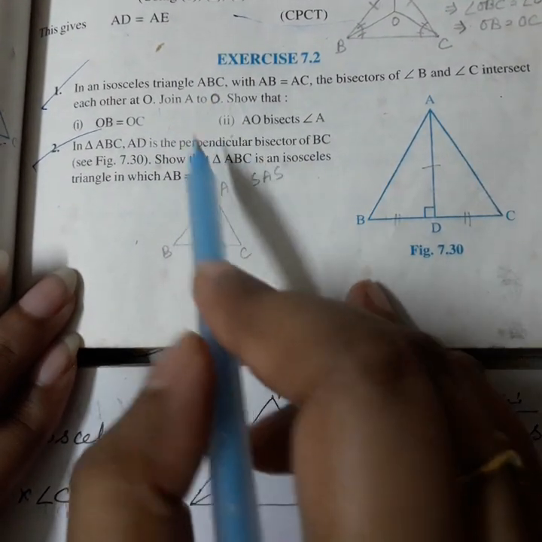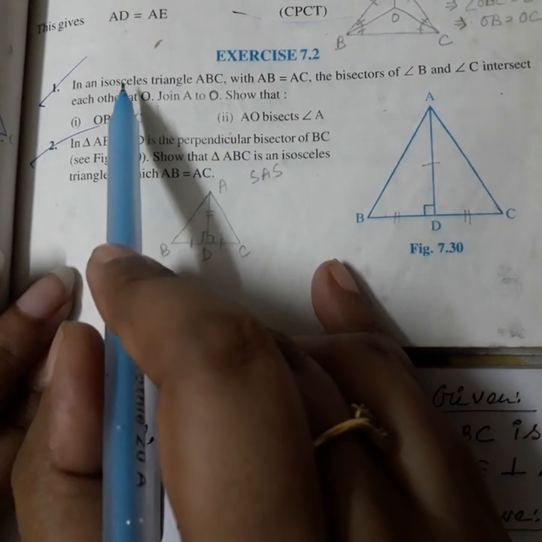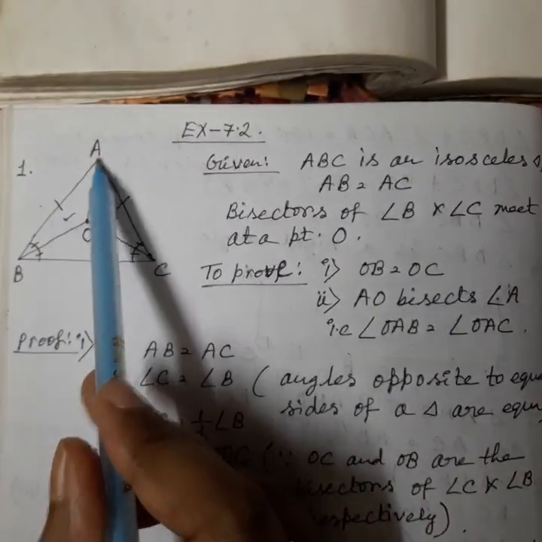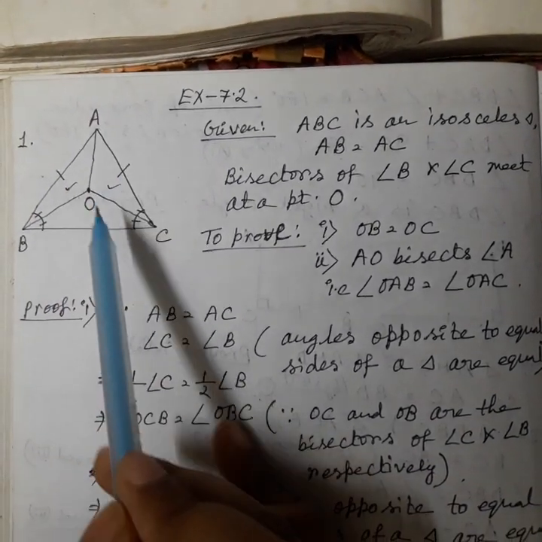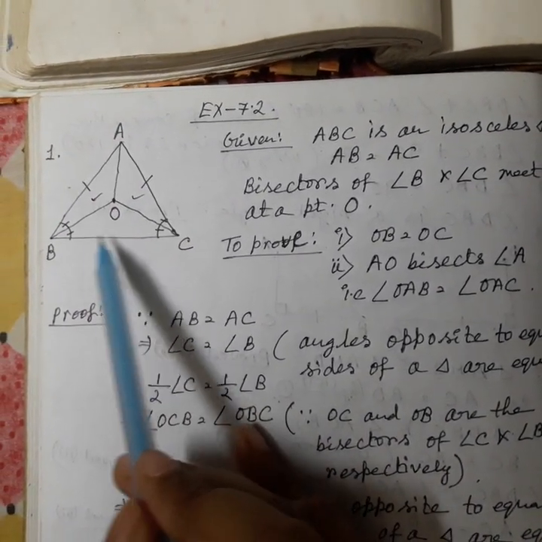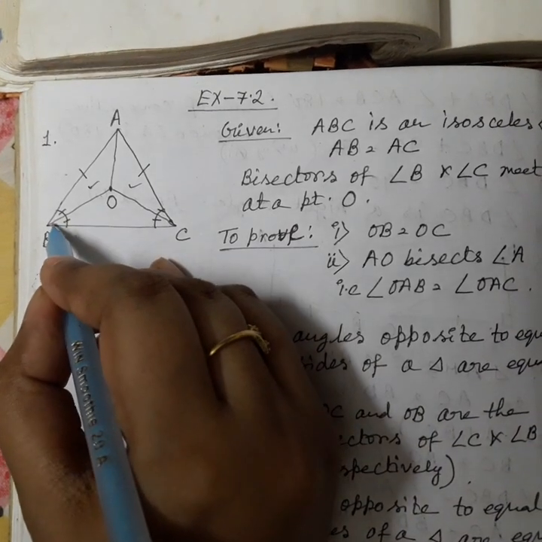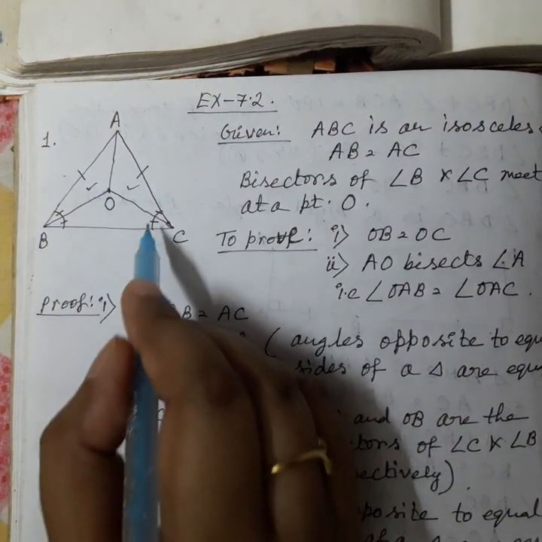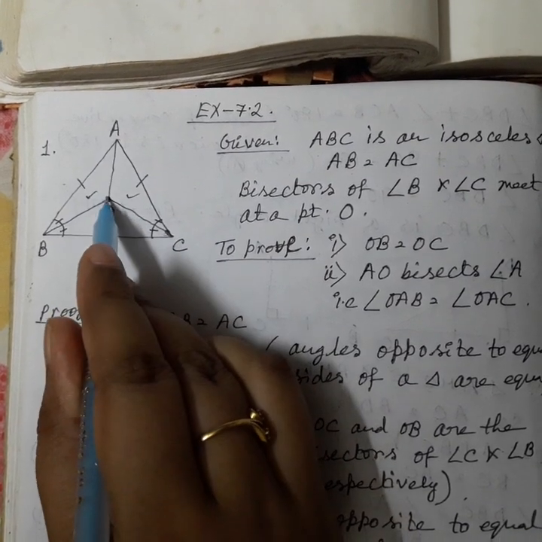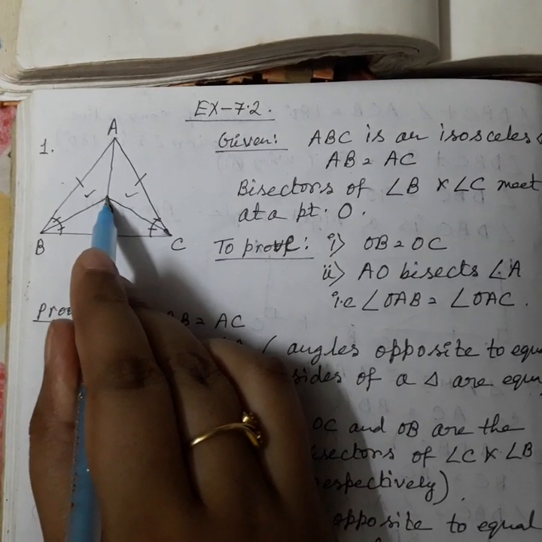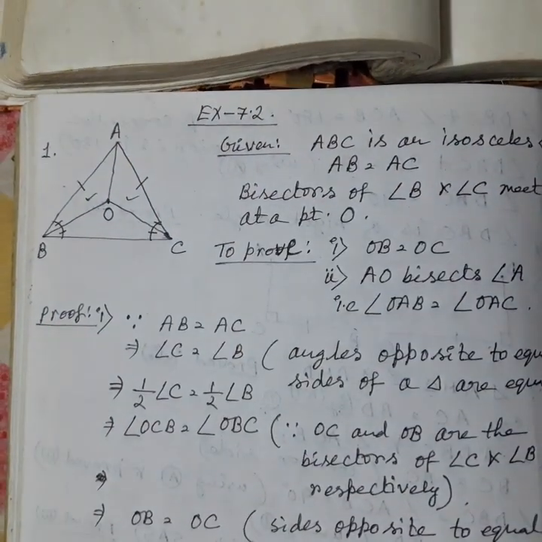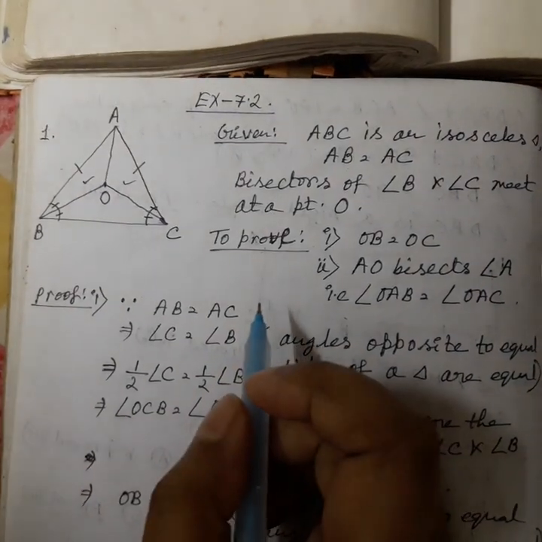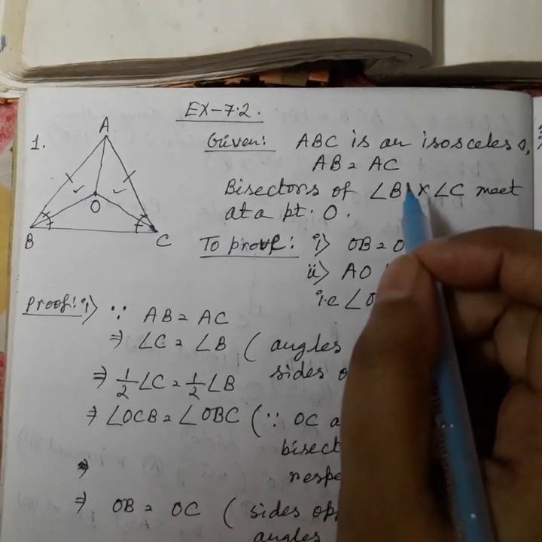After reading the question, you have to draw the figure. I have drawn one isosceles triangle ABC where AB and AC are equal, that's why I have given one dash each. Now, this is the bisector of angle B, and this is the bisector of angle C, and they intersect at the point O. Then from O to A we have to join, because it is given in your question. Now you have to show that OB is equal to OC and AO bisects angle A.